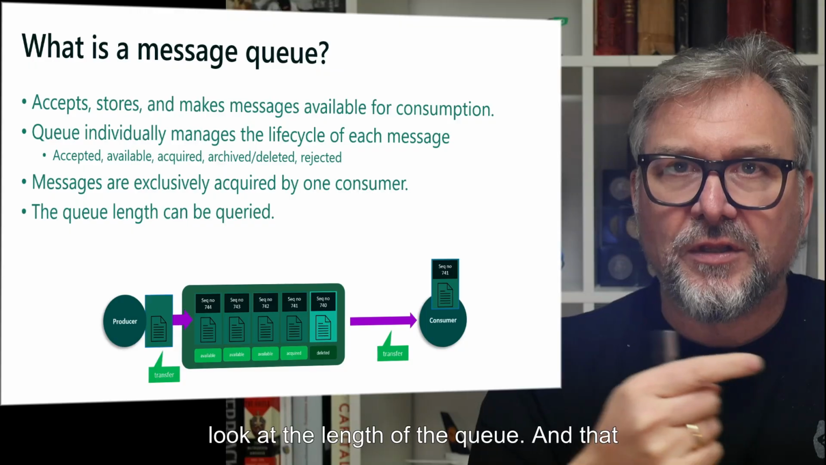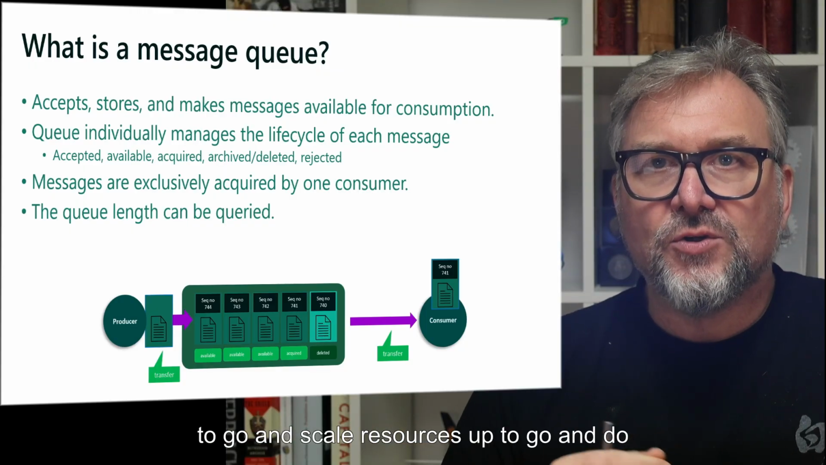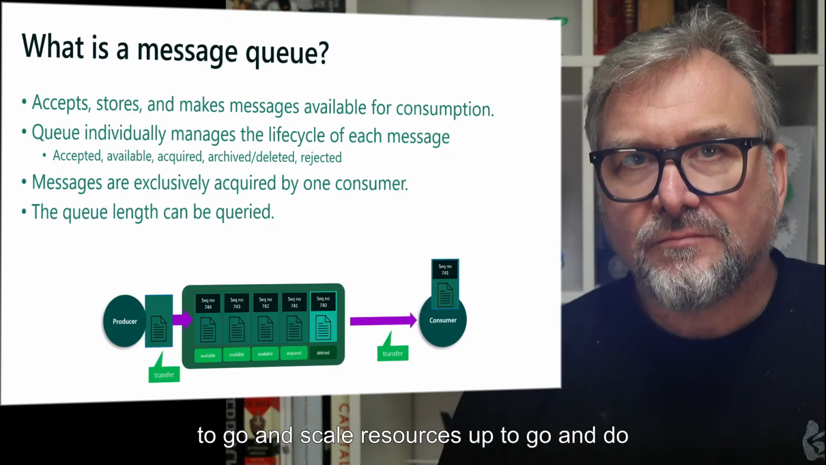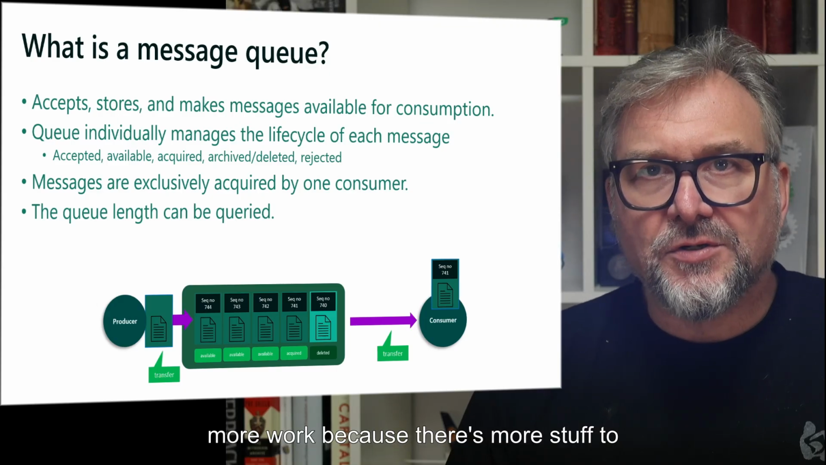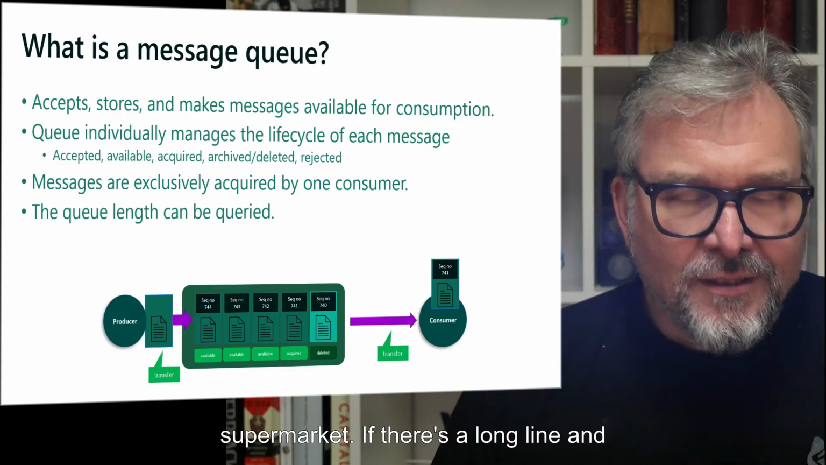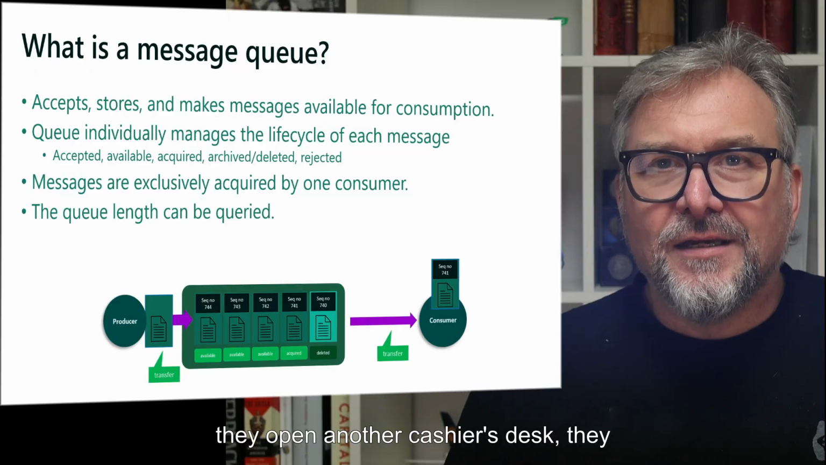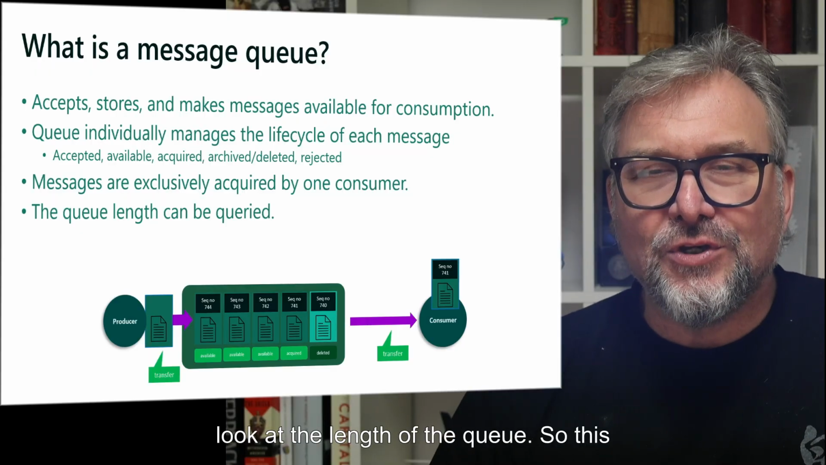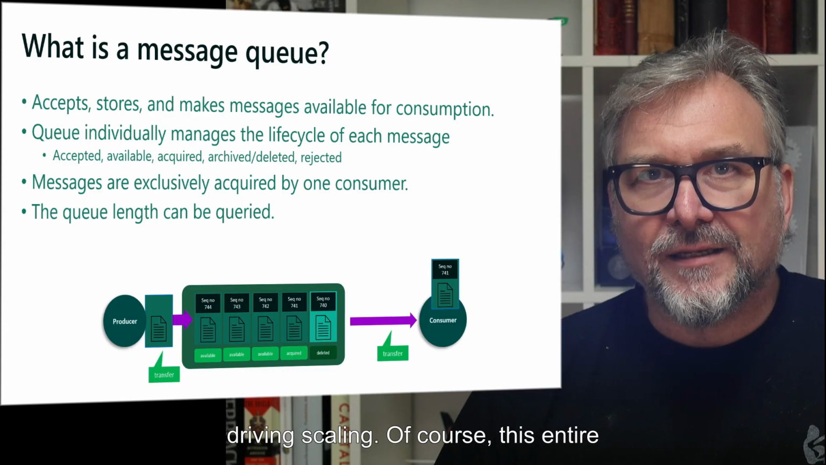And then you can look at the length of the queue, and that will give you a hint for whether you need to scale resources up to do more work, because there's more stuff to do. So this is the same as in the supermarket. If there's a long line and they open another cashier's desk, they look at the length of the queue. So this is a very intuitive way of driving scaling.